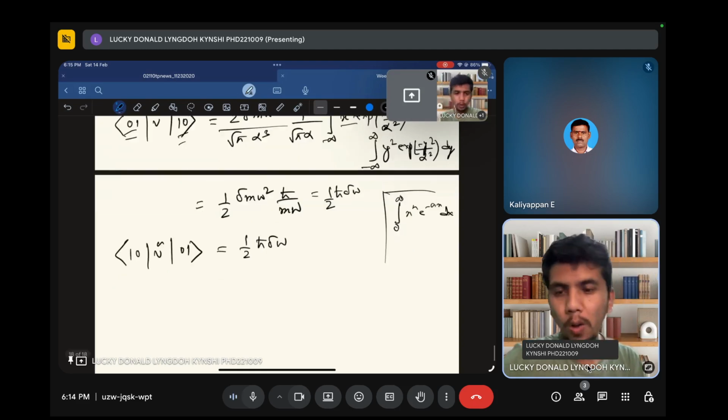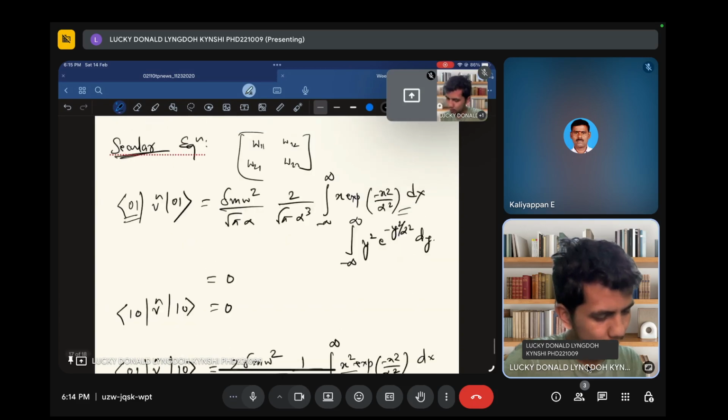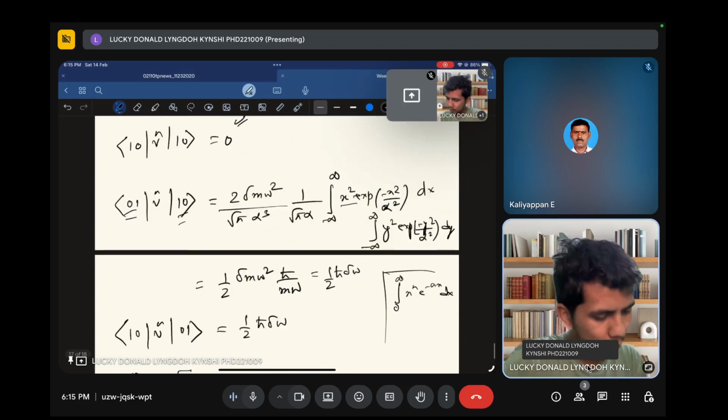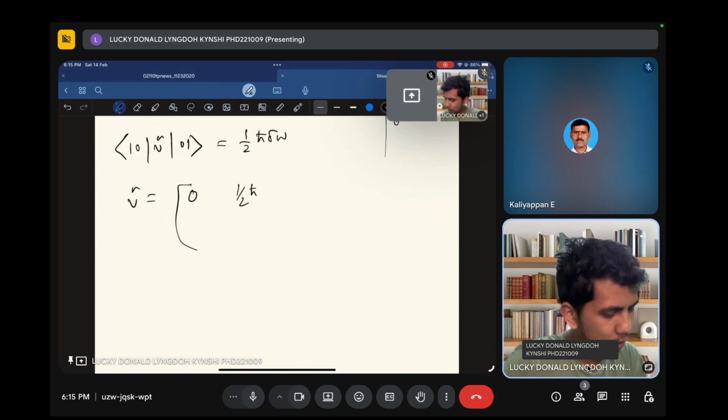Now you get all the terms in a matrix. That means V prime, you get one. The first one is 0, that means <0 1|V'|0 1> is 0, and the second term will be <0 1|V'|1 0>, that is something like half h cross delta omega. The third term also half h cross delta omega, and the fourth term will be equal to 0.